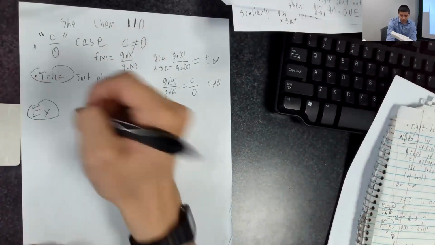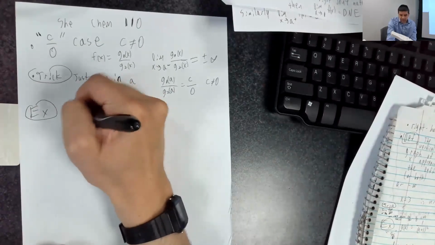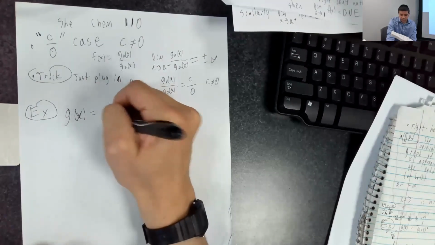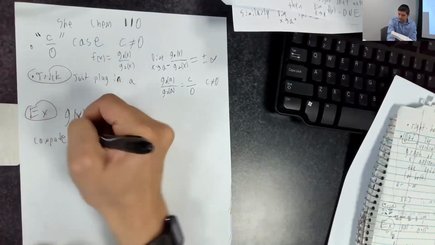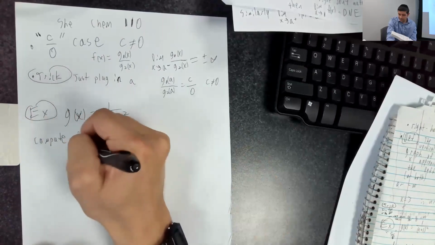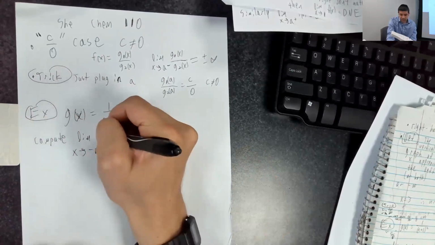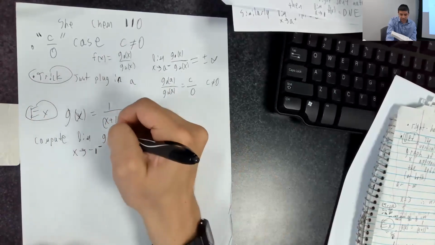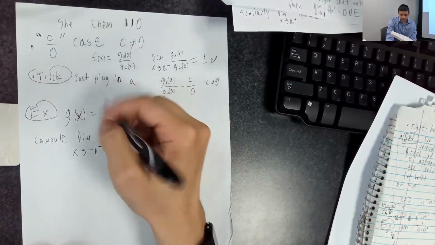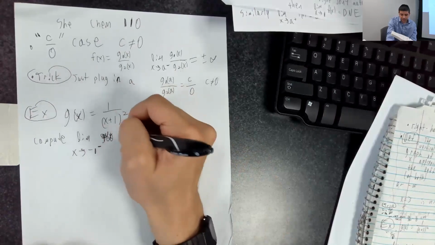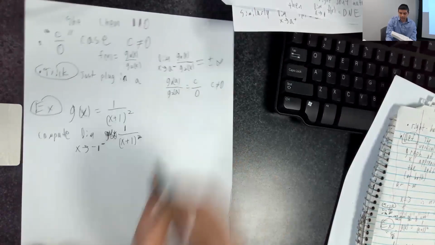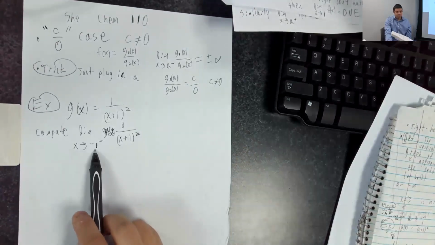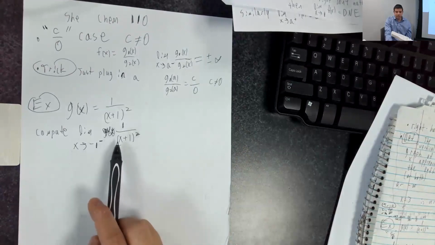So g of x is equal to 1 over (x plus 1) squared. Compute the limit as x goes to -1 from the left. Let me just put the function here. How is this going to work? You're looking at the x value -1. Let's just pretend we could plug in -1.